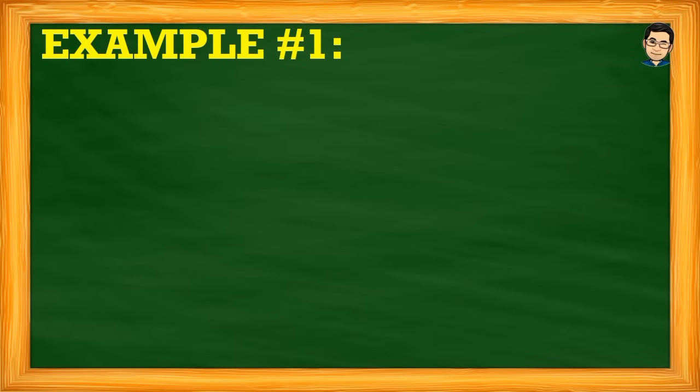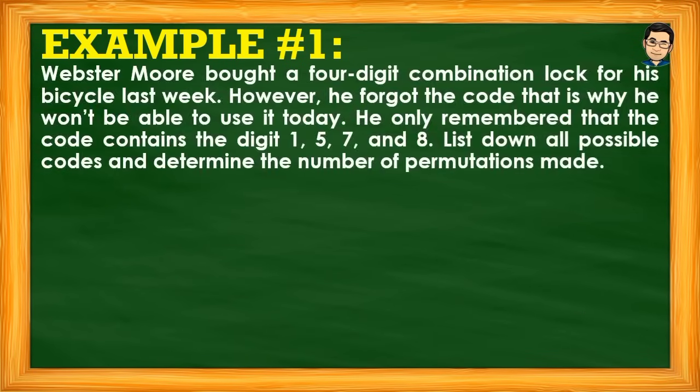So, for our example, Webster Moore bought a 4-digit combination lock for his bicycle last week. However, he forgot the code. That is why he won't be able to use it today. He only remembered that the code contains the digit 1, 5, 7, and 8. List down all possible codes and determine the number of permutations made.